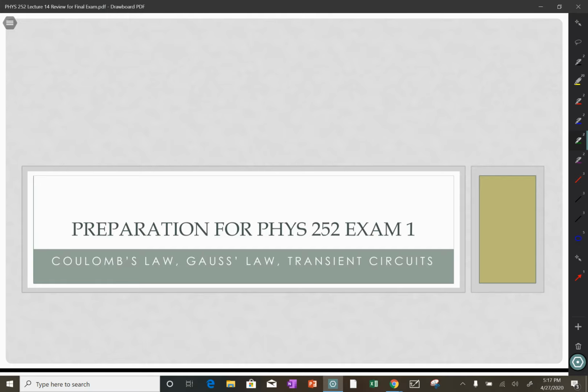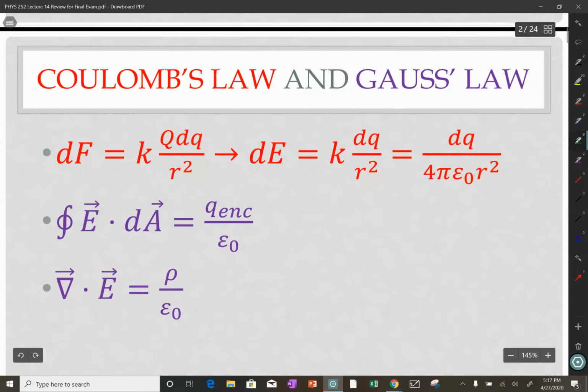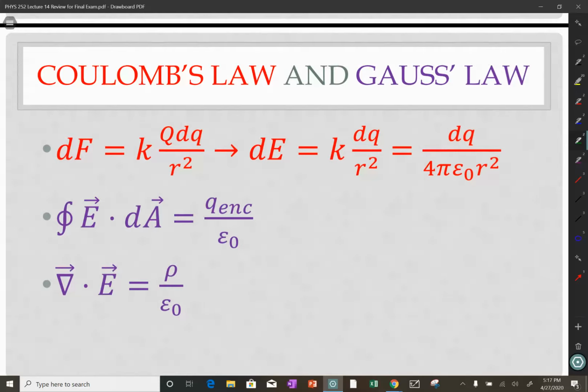All right, preparation for our final exam for Physics 252. So for exam one's material, we had Coulomb's law, Gauss's law, and transient circuits. I have these broken down by exam. So for Coulomb's law and Gauss's law, I did Coulomb's law here in red.